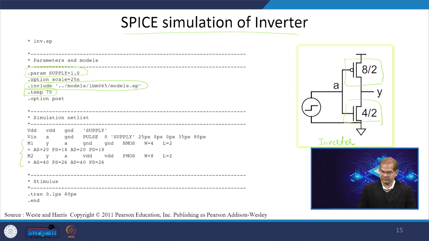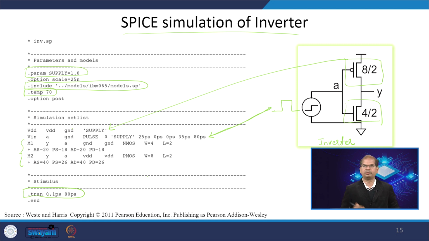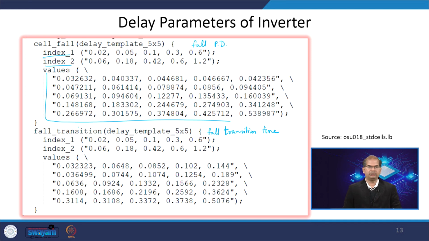Then you provide an input pulse; this line creates the pulse, and this corresponds to your supply voltage. Now we are doing a transient simulation, which is given here. This is the SPICE netlist of the inverter. You have to characterize this across different input slew and output load conditions to create those tables, these 4 tables for the inverter.